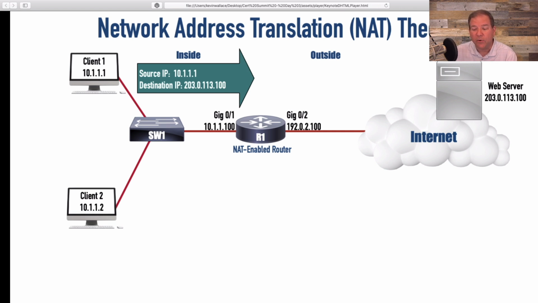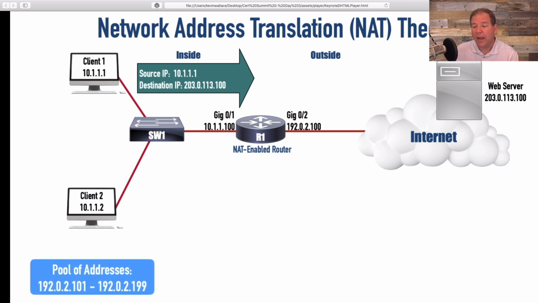Well, the NAT-enabled router is going to take that private address, that 10.1.1.1, and it's going to convert it into a publicly routable address. And it's going to pick, in this case, from a pool of publicly routable addresses. This particular network, they have the luxury, the uncommon luxury of having more than one publicly routable address.